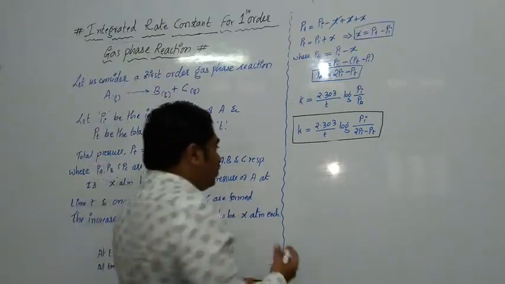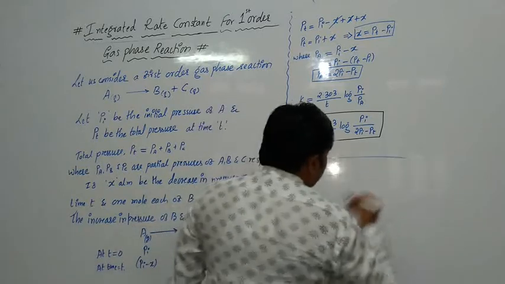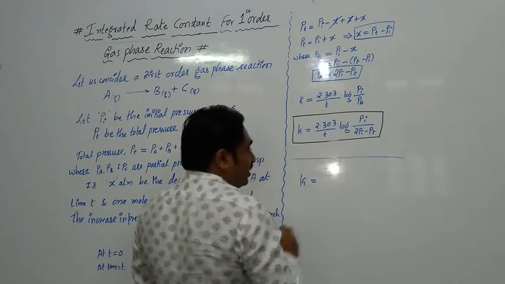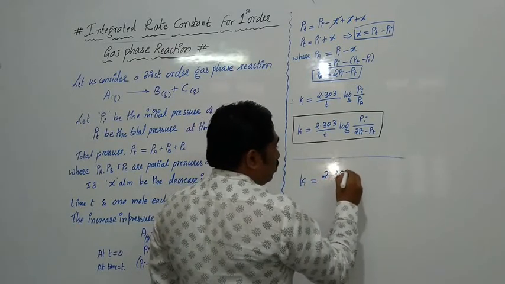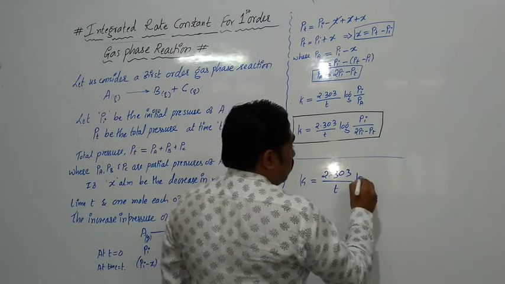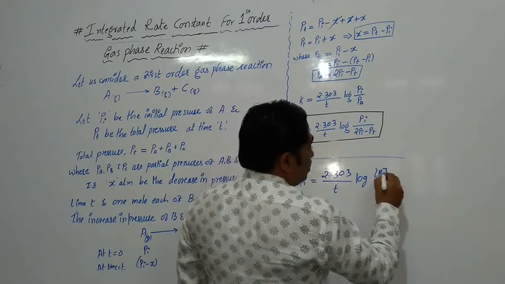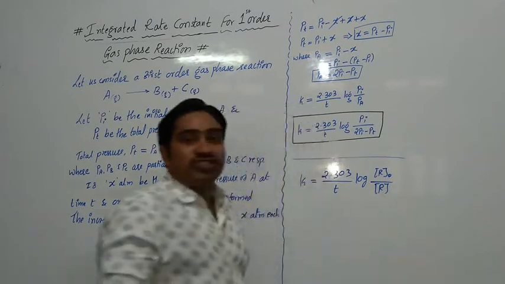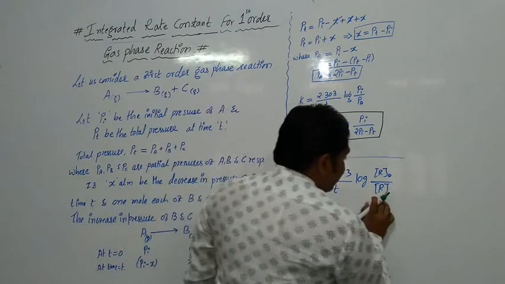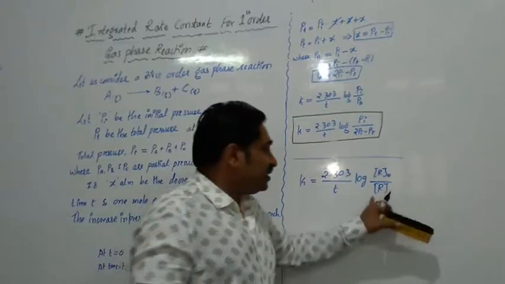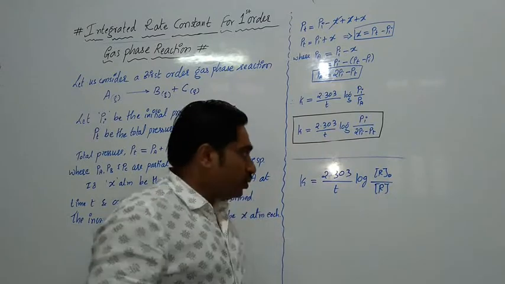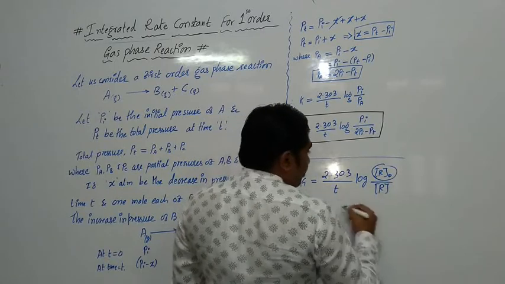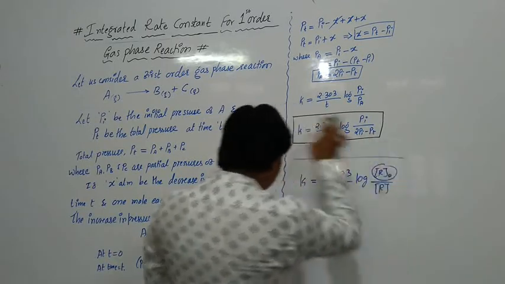See here, usually what we write for the integrated rate constant of a first order reaction is K equals 2.303 divided by T log of R naught divided by R, where R naught indicates the initial concentration of the reactant and R indicates the concentration of reactant at a given time T. So first we have to derive the value of R naught and the value of R for the gas phase.